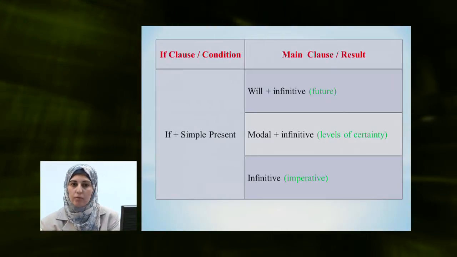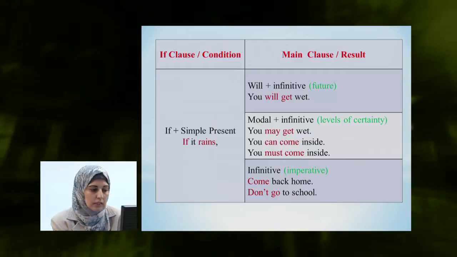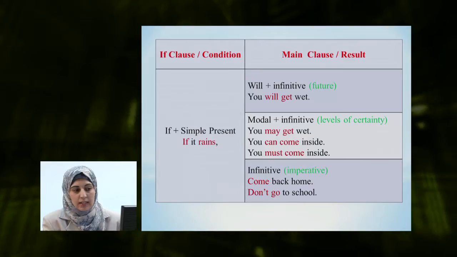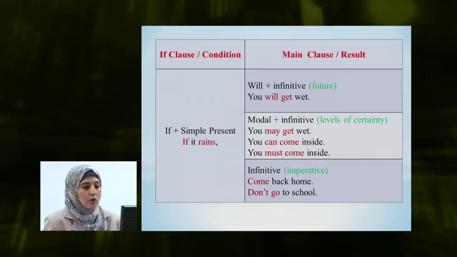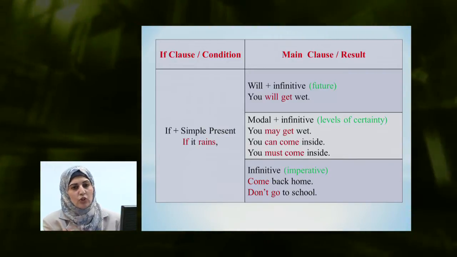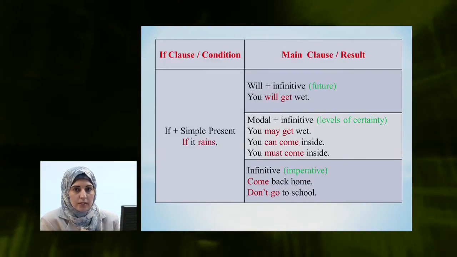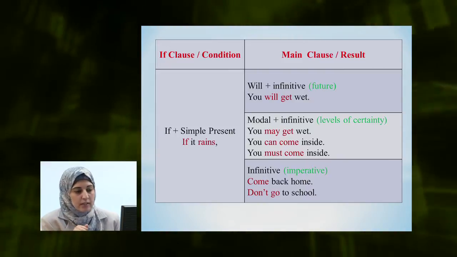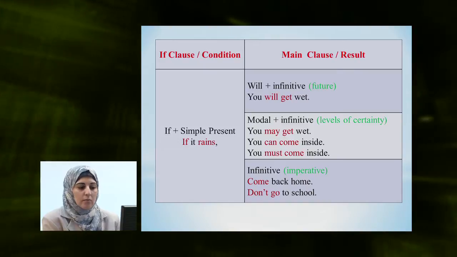Let's see an example for these three in general, then we will move into each one in detail. If it rains, you will get wet. Here you are talking about the future. It's 75% that this will happen. Or you can use other modals, so you can say, if it rains, you may get wet. In this case, the possibility of this can be 50%. Or you can say, if it rains, you can come inside.